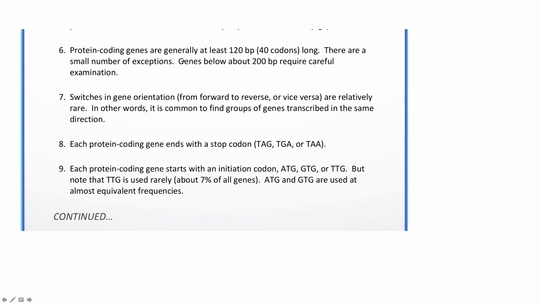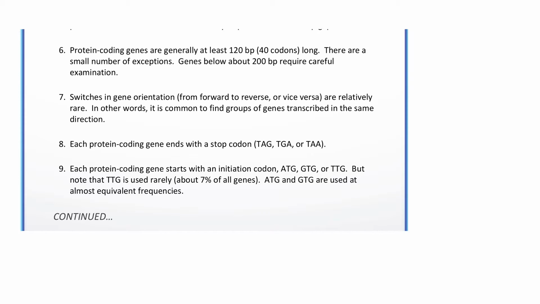Protein coding genes, in general, are at least 120 base pairs long. Longer is better, and that's a rule for most organisms. However, phage do break this rule. There are examples of known proteins produced by phage that are 26 amino acids in length, so even shorter than 40 amino acids in length.